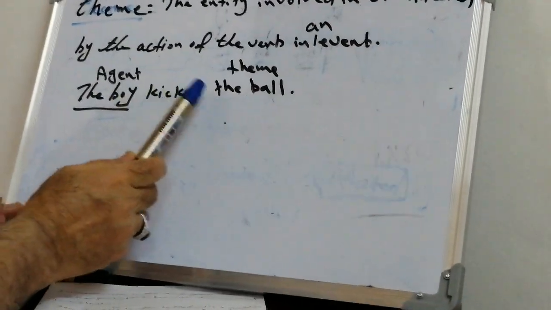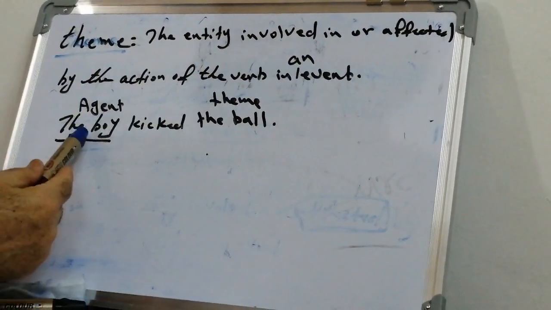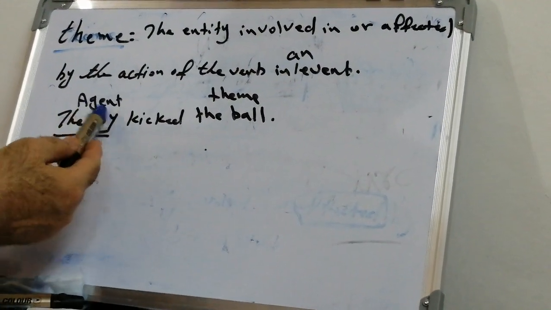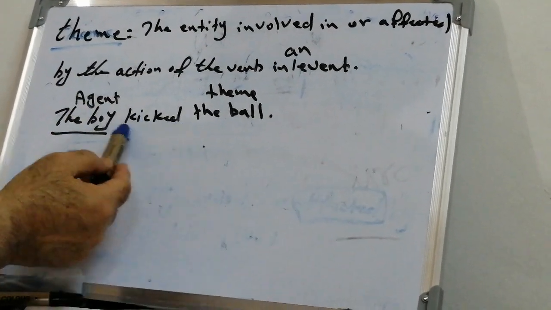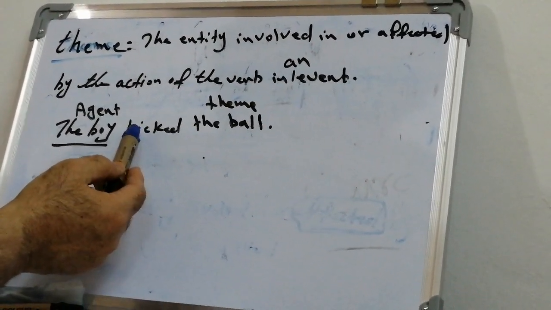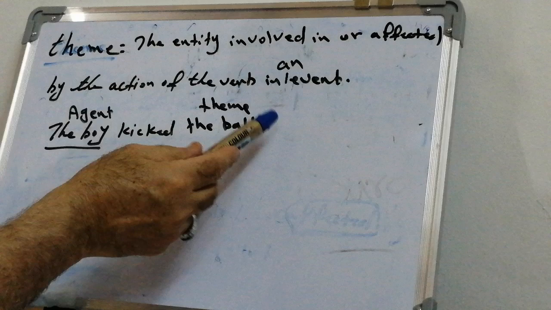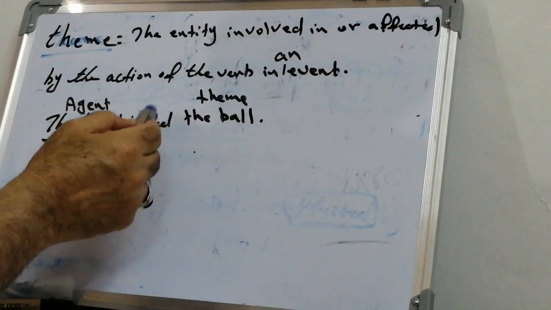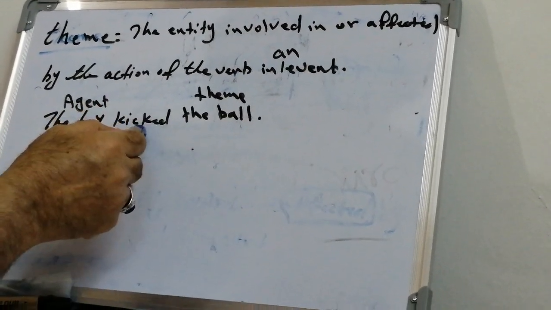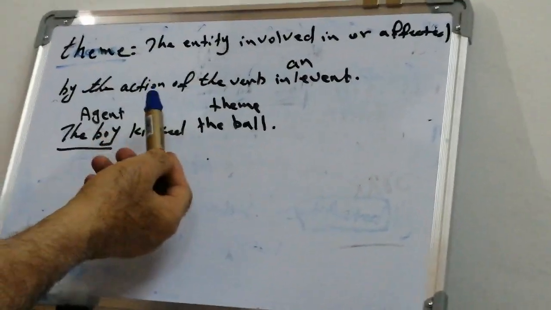Now what does this mean? Look at the sentence: The boy kicked the ball. Last time we said that the boy is the agent, the doer of the action. Now, what did the boy do? Here we have an action. All this sentence is an event. What is in this event? There is a kicking of the ball. Who does the kicking? The agent, the boy, does the kicking.